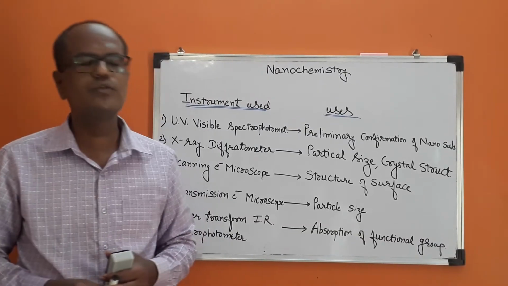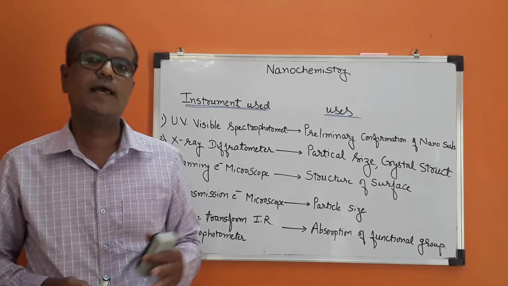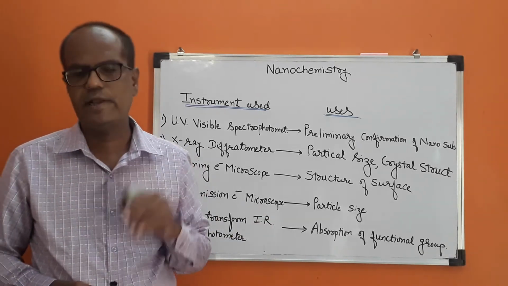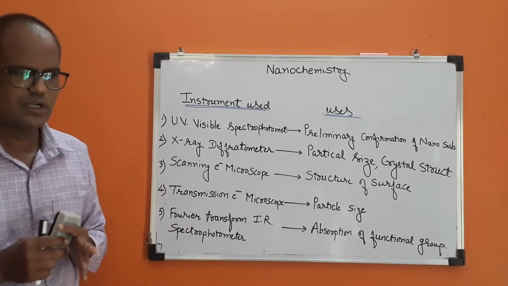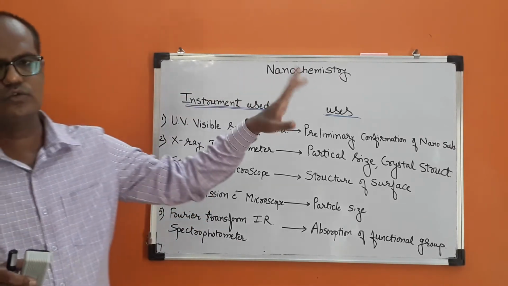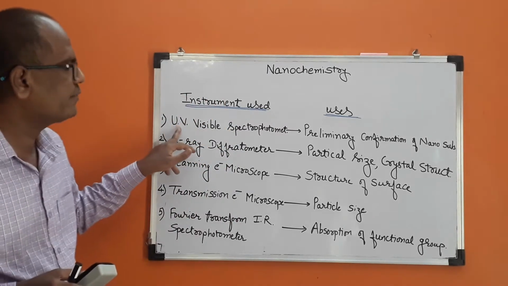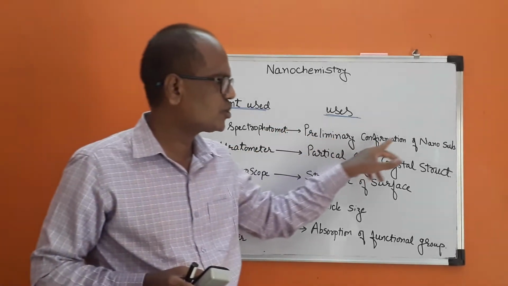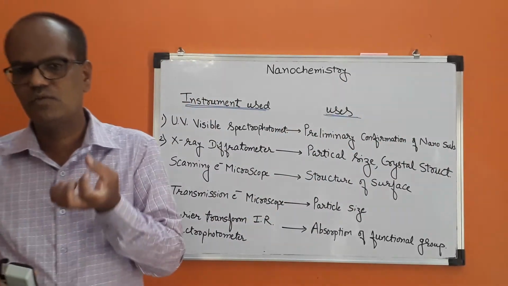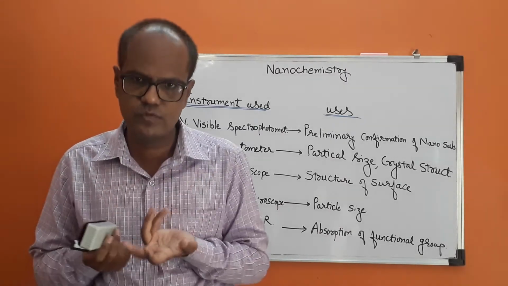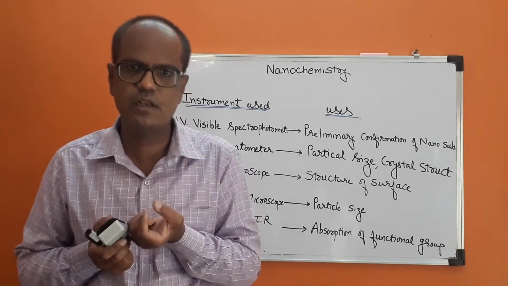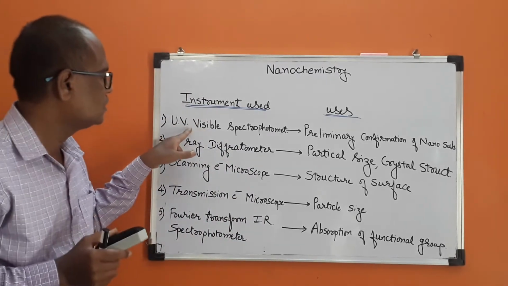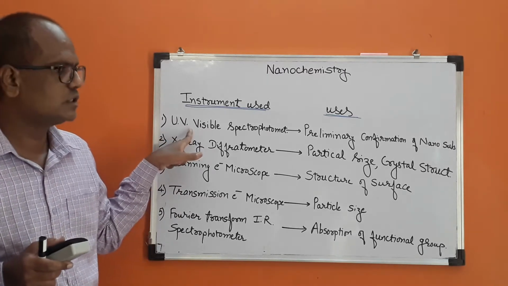Now we are going into details of various modern analytical tools or instruments which are used for the analysis of nanomaterial. Let us look at them one by one. Just keep in mind which instrument is used for what purpose. For example, the ultraviolet visible spectrophotometer is used for the preliminary confirmation of a nanosubstance. What does it mean? If you have prepared any substance and you assume that it is a nanomaterial, then for the confirmation whether it is a nanomaterial or not, this UV visible spectrophotometer is used, right?